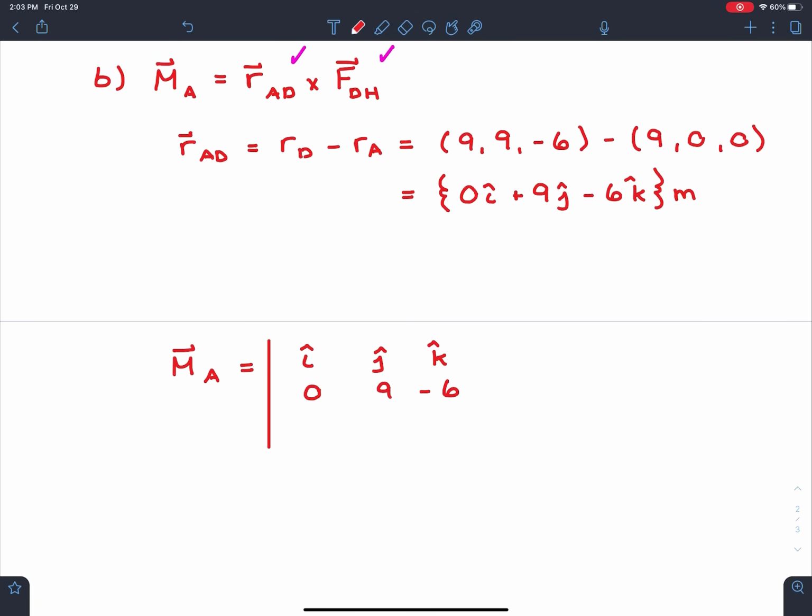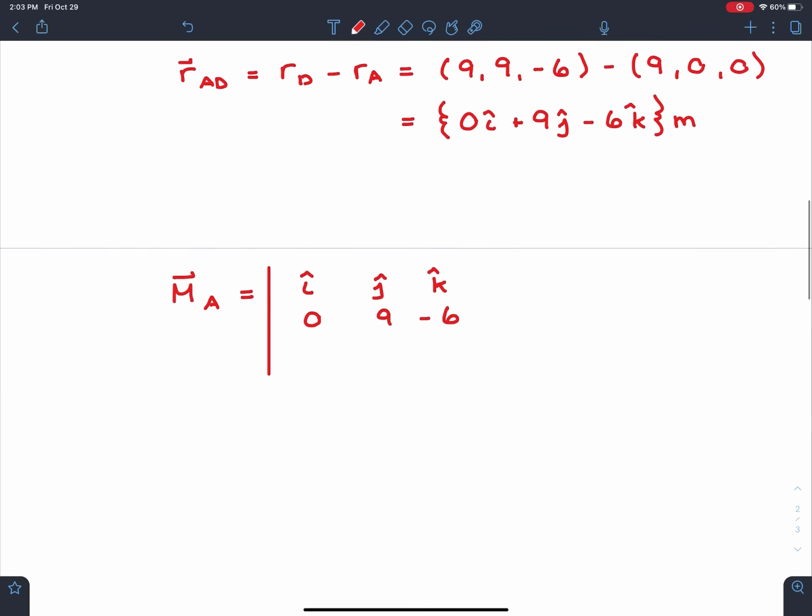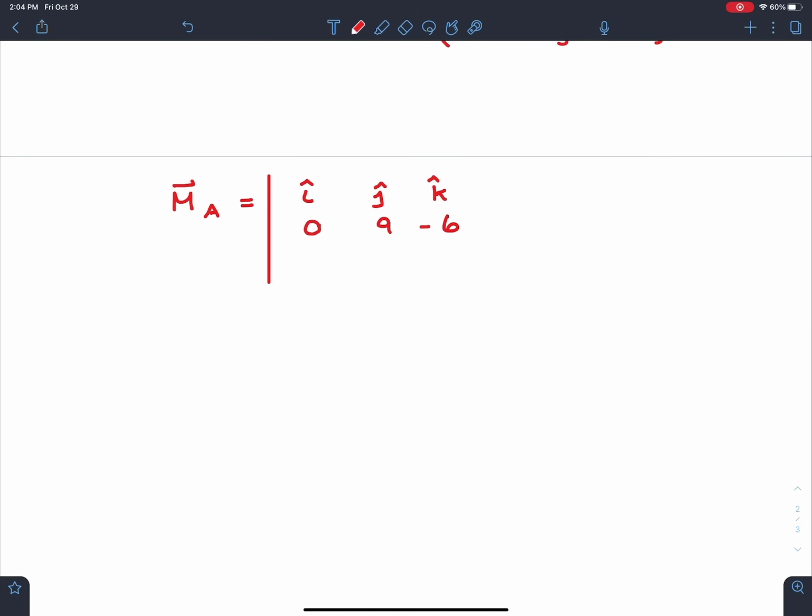All right, moving down, the last row is going to be the components of our force vector. So I'm going to scroll up. Right there, we can see that the components of our force vector are negative 91.5 for I and J, and then 152.5 for K. So I'm just going to scroll down, so save myself some room. Negative 91.5, negative 91.5, and 152.5. Looks a little bit wonky.